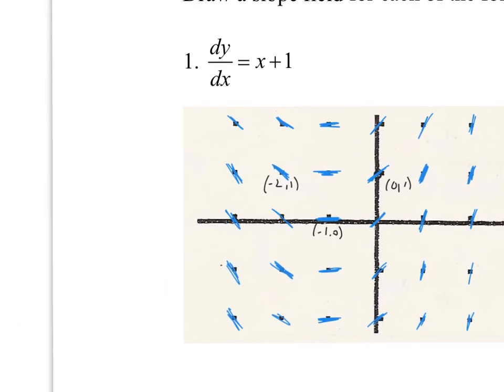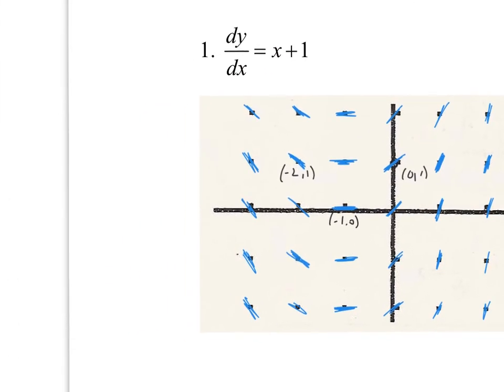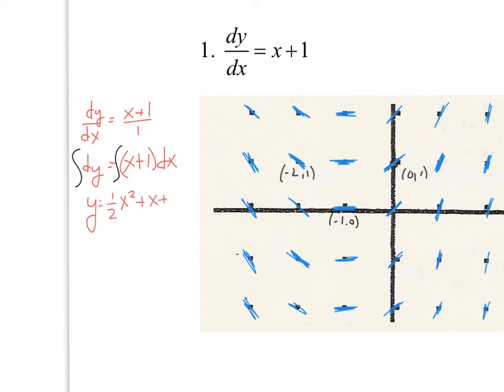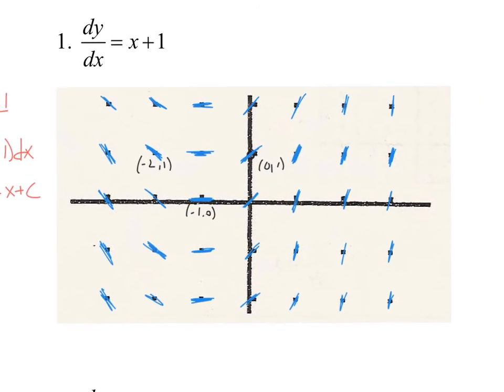So I'm going to go to the side, and I'm just going to solve this equation. This is x plus 1. I'll put it over 1. So dy is x plus 1 dx, we will integrate, and we get y equals 1/2 x squared plus x plus c. So the solution to this equation is this whole family of quadratic functions, which look just like that.